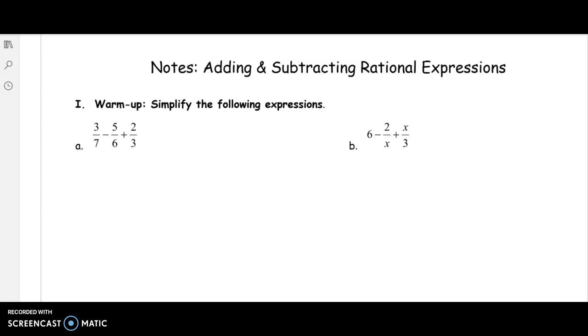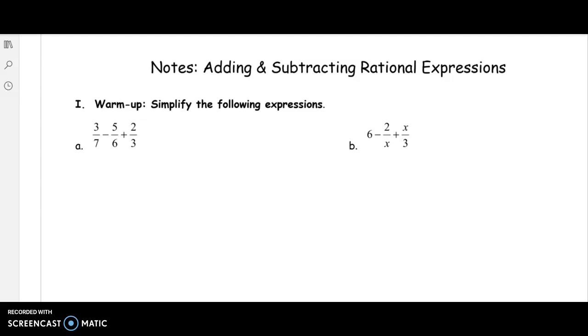Hi everyone. So this is your first lesson for Unit 10 on adding and subtracting rational expressions. With adding and subtracting, we want to remember rational expressions are really just fractions. So when we are adding and subtracting fractions, one thing we need to remember is that we need a common denominator. So we are going to first look at just regular numbers. So we have 3/7 minus 5/6 plus 2/3.